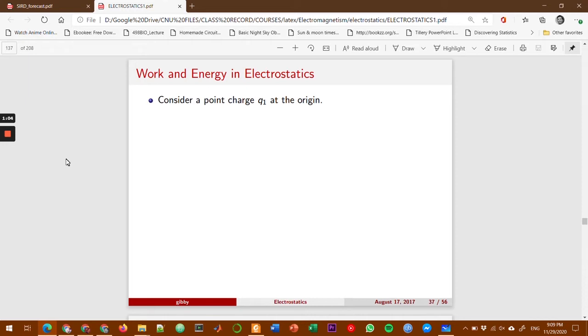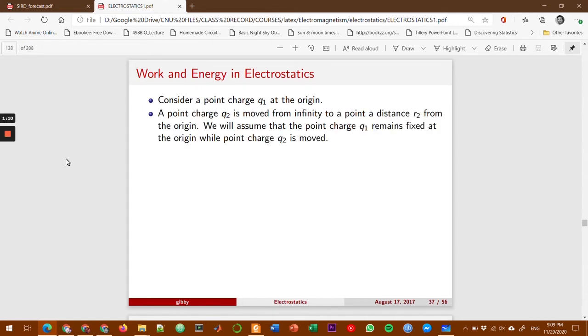So we are now on work and energy in electrostatics. First, we consider a point charge Q1 sitting at the origin, and then a point charge Q2 is moved from infinity to a distance r sub 2 from the origin. We will assume that the point charge Q1 remains fixed at the origin while point charge Q2 is moved. It's like this scenario. Let me just quickly draw it.